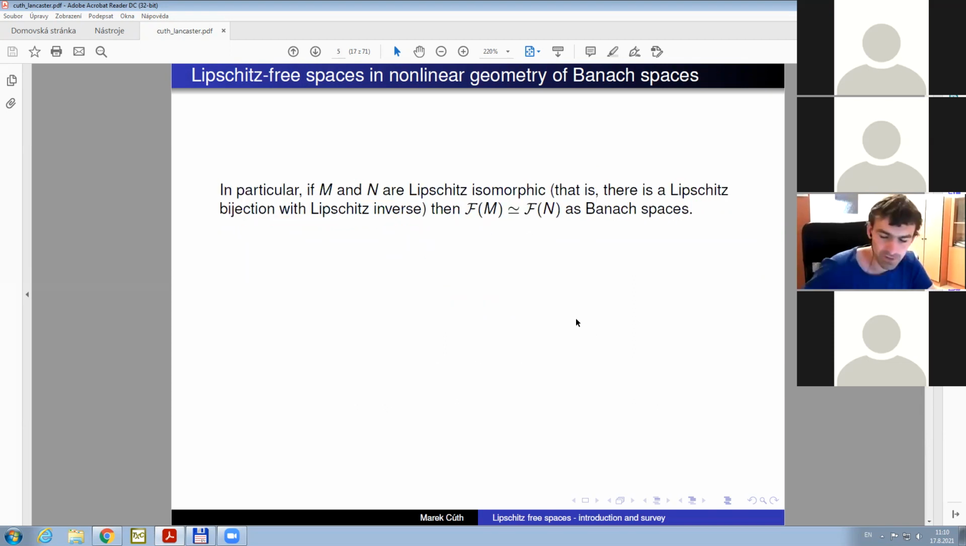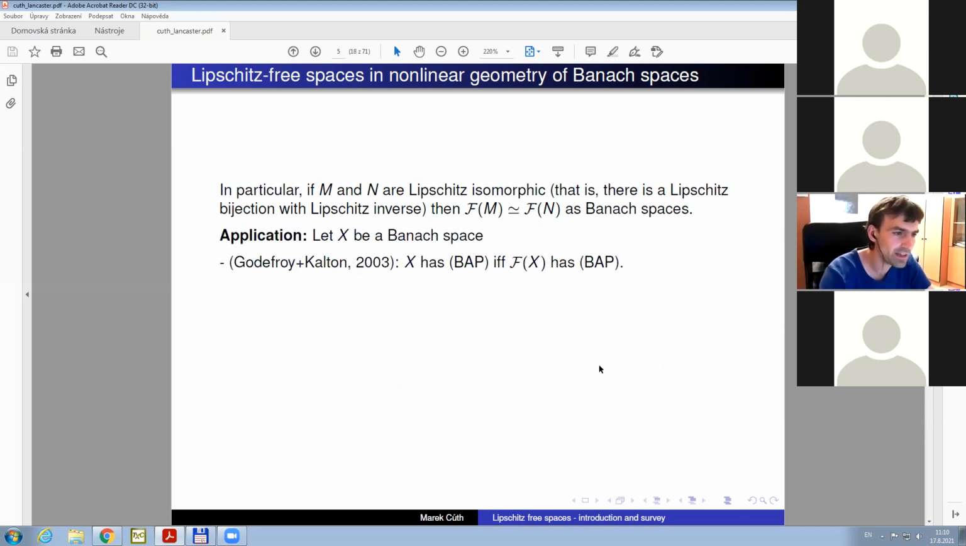Okay. So this is the repetition of what I have written on the previous slide, and now the application. Godefroy and Kalton in 2003 proved that a Banach space X has the bounded approximation property if and only if its Lipschitz-free space F(X) has the bounded approximation property. Okay, so an application of this result is the following. We pick any Banach space X with the bounded approximation property, which is Lipschitz isomorphic to Y.